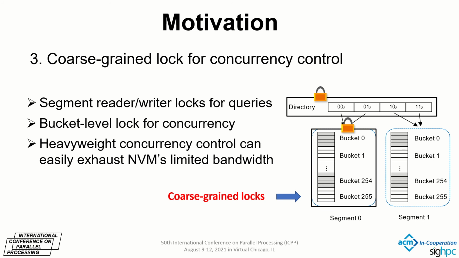The third problem is coarse-grained locks for concurrency control, such as segment reader-writer locks for queries and bucket-level locks for concurrency. Heavyweight concurrency control can easily exhaust NVM's limited bandwidth.